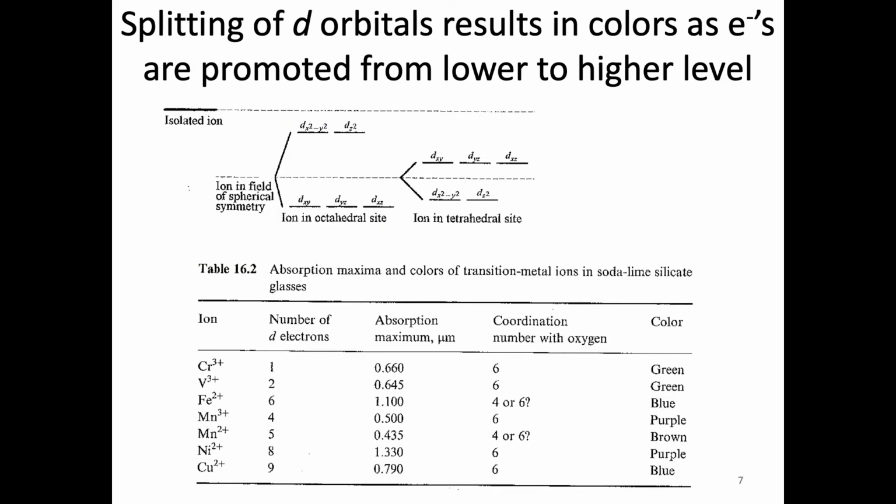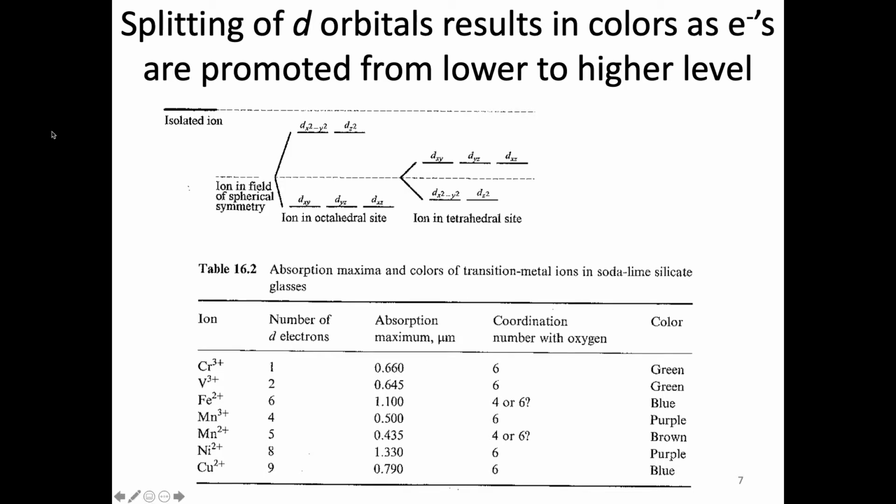Okay, and so what we're going to look at is we're going to think about this transition metal ion, and we're going to think about it as an isolated ion, so what it would be like in isolation. And then we're going to compare what that is in different ligand fields. And so these are going to be our different coordinations, for lack of a better word, right?